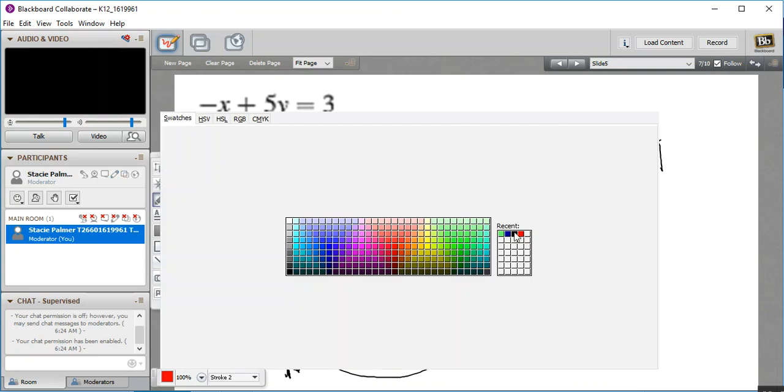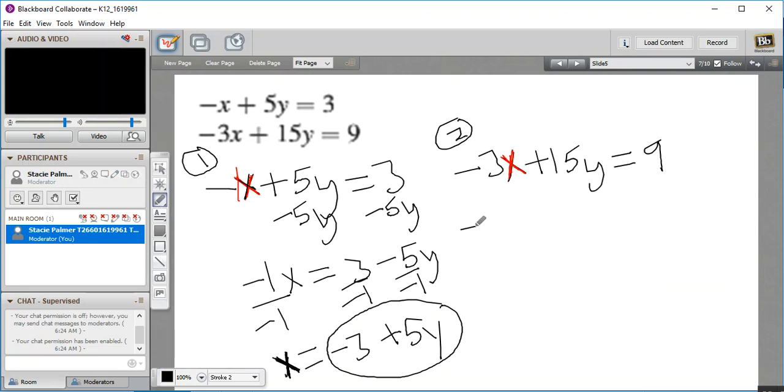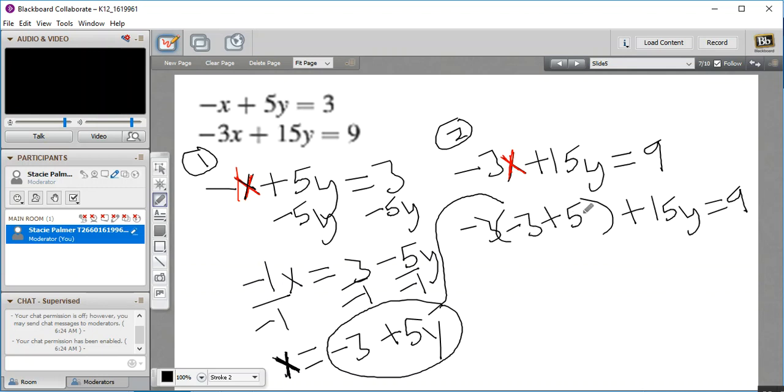So let's write our equation just like it is, except for that x. We're going to make a substitution there. Notice that everything about equation number 2 stays the same. Negative 3 times, instead of x, we're going to make a substitution, and we add 5y equals 9. So we plug this in, negative 3 plus 5y.